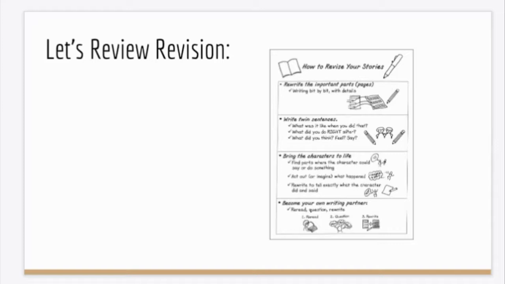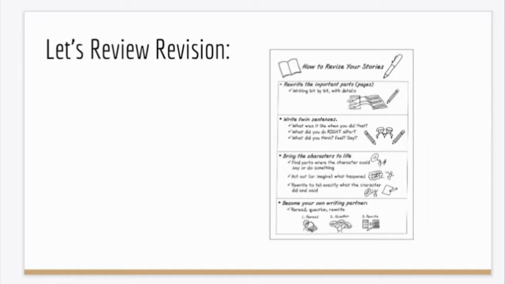What was it like when you did that? What did you do right after? What did you think, feel, say? Work on stretching out that information. And we always want to try to bring our character to life. Find parts where the character could say or do something, and it can really help you to act out and imagine what happened, and rewrite to tell exactly what the character did and said.